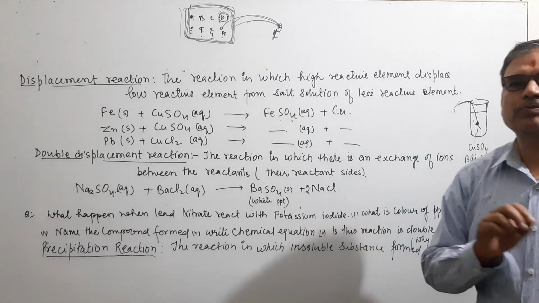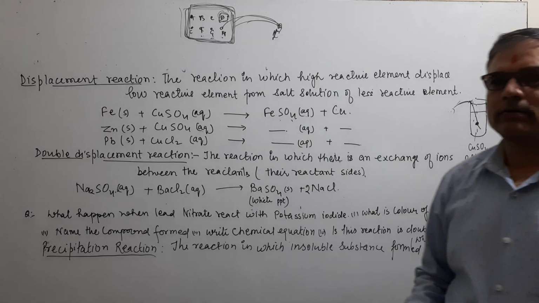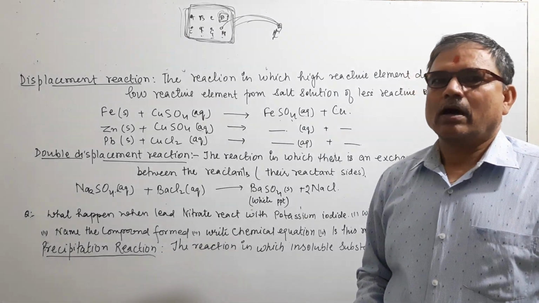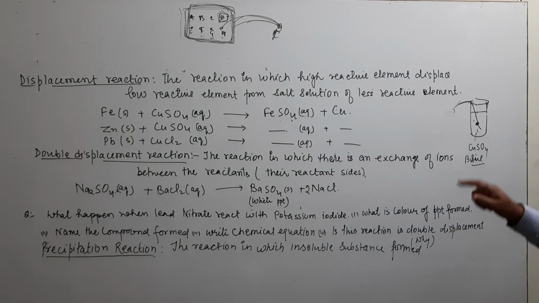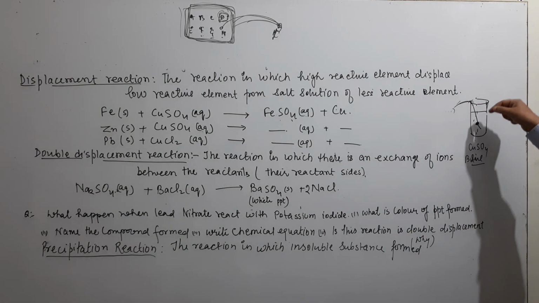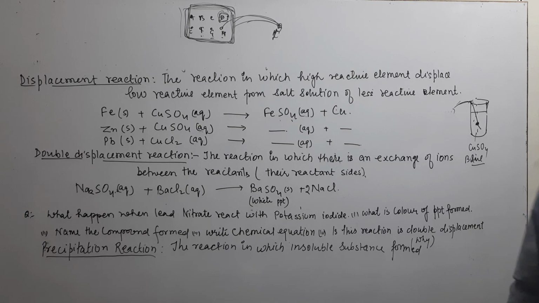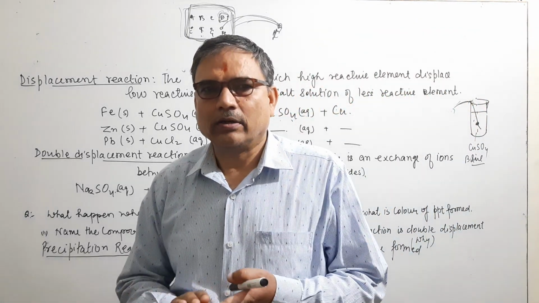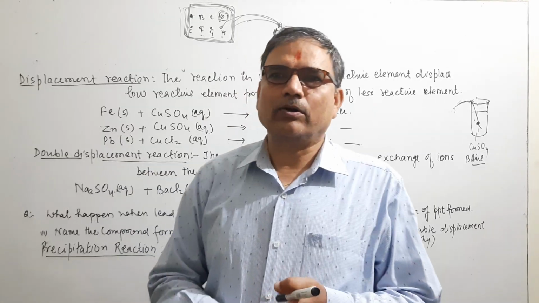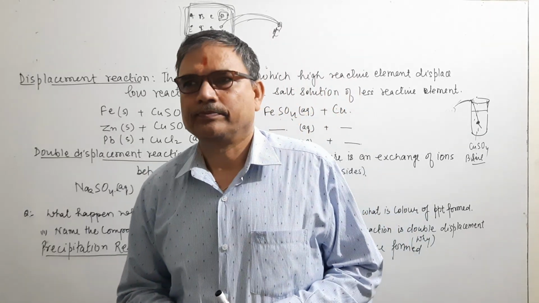Copper sulfate, which is blue in color. Take two iron nails, one iron nail tied with a thread, and put it into the solution of copper sulfate. Before putting it into the copper sulfate, that iron nail should be rubbed to remove the layer of oxide.